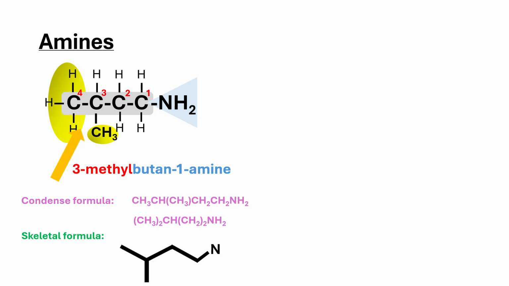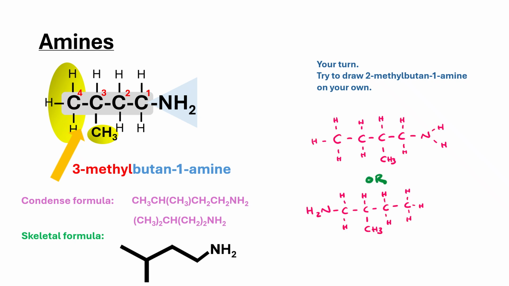And let's take care of the side chain, the methyl group coming off the 3rd carbon here. And feel free to do NH2, or you can just leave it as NH2. Now your turn. I want you to draw 2-methyl butane 1-amine. Pause the video and try to draw yourself, and I'll be quiet and the answer will be up on the screen by the time that you finish.